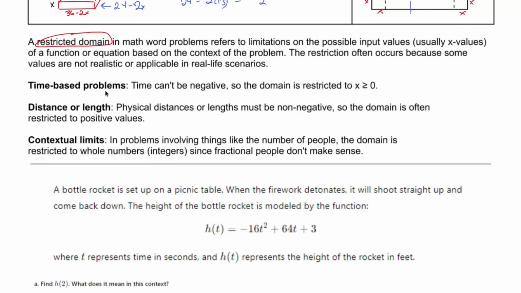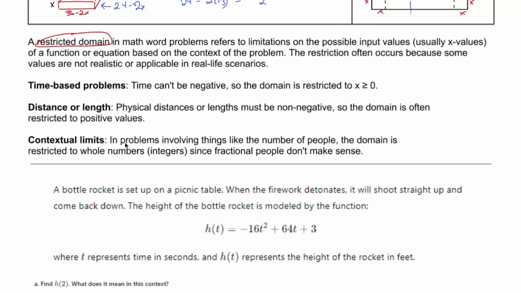So there are time-based problems. Time can't be negative, so the domain needs to be restricted to x is greater than or equal to 0. Distance or length: physical distances or lengths must be non-negative, so the domain is often restricted to positive values. That's what we saw up here with length.